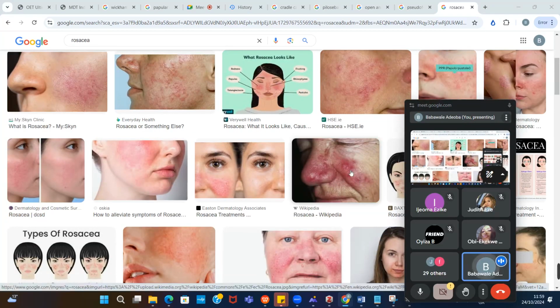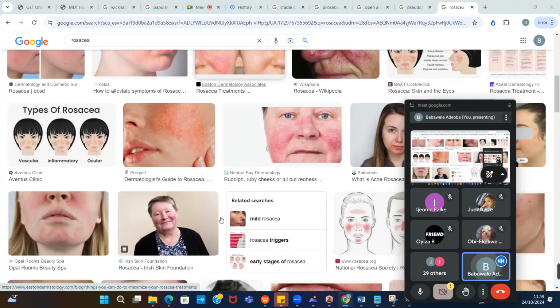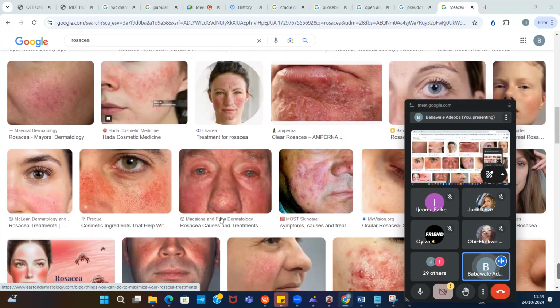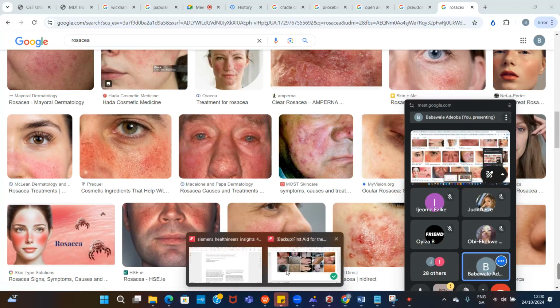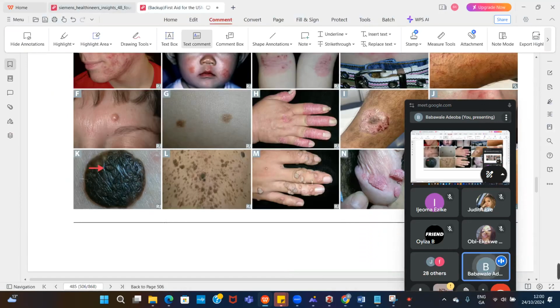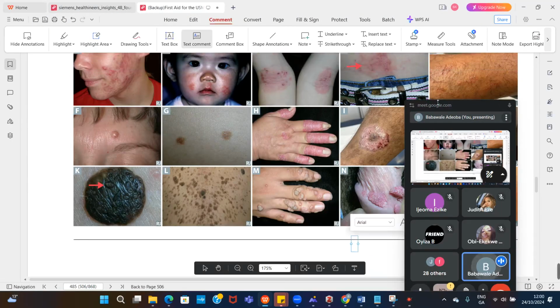So look at this man now. This man is probably having the papulopustular type. You can see the flushing of the face. You can see the papules. The nose is a little bit enlarged. Sometimes it can be deformed. I'm not seeing anyone whose nose is actually spoiled, but this guy's nose is already getting there. But that is what you expect. So don't forget about that.